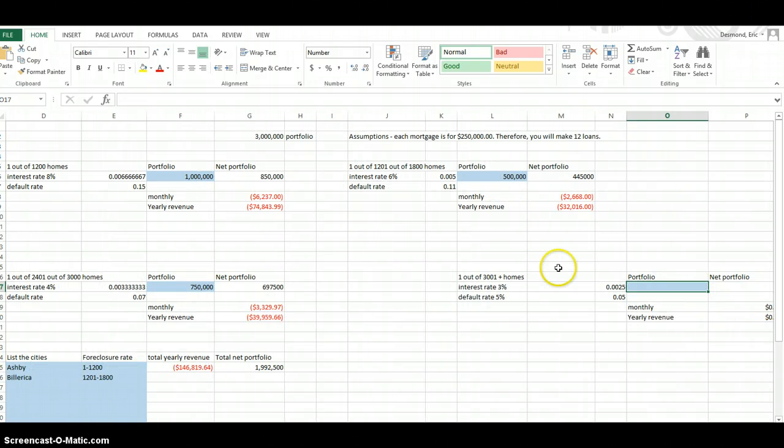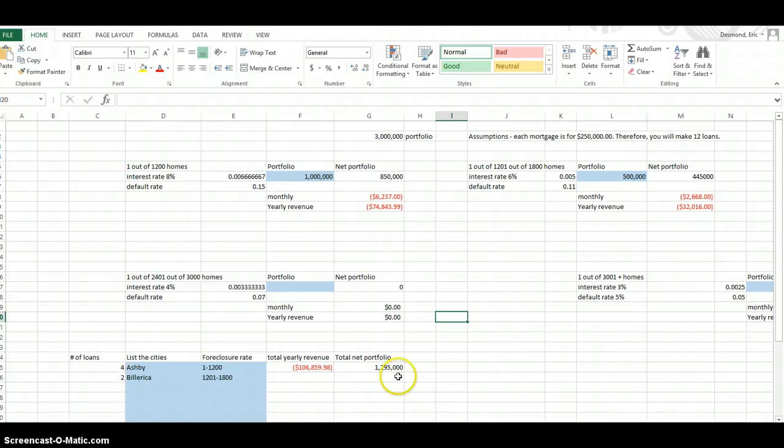And what's going to happen if we just use these two as a scenario, it's going to show you how much we've invested. And so we have these two numbers right here coming from the yearly revenue. We have 4 mortgages in Ashby, a high risk area. We're earning a lot of money in interest right here. And we have 2 mortgages in Billerica, a slightly less risky area.